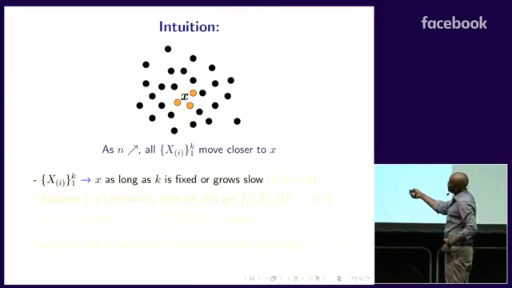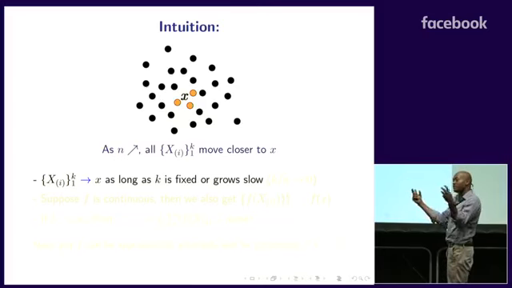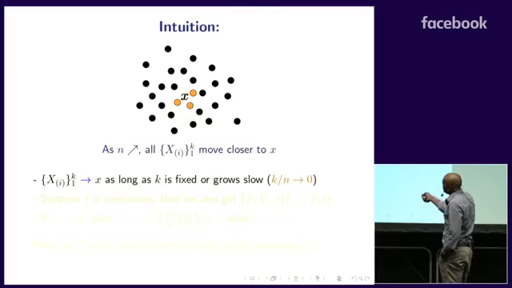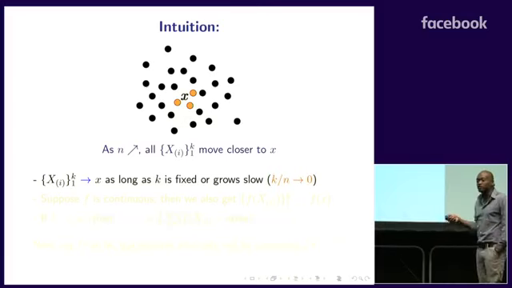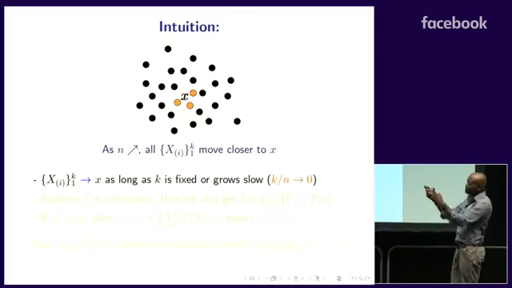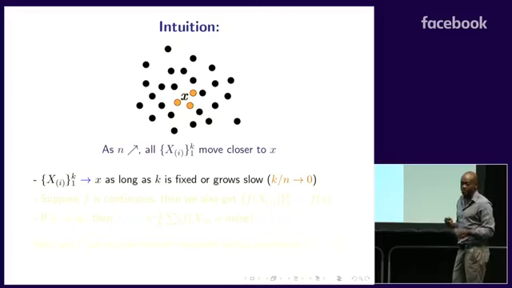But if k is fixed, then as I increase the sample size, the nearest neighbors will get closer. And in fact, as long as k does not grow too fast with respect to n, then we'll have this property that the nearest neighbors get closer. And that's where we're getting this condition from, the condition that k over n needs to go to 0. We want the nearest neighbors to get closer to x.